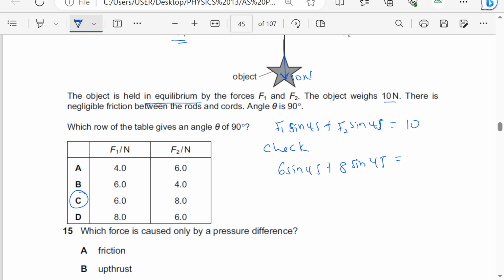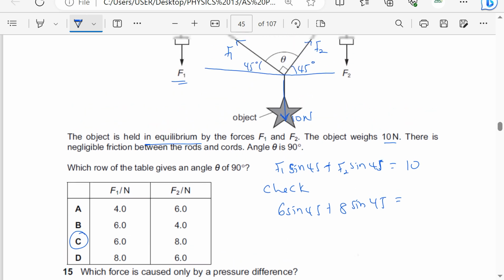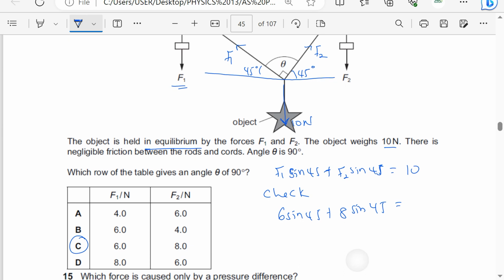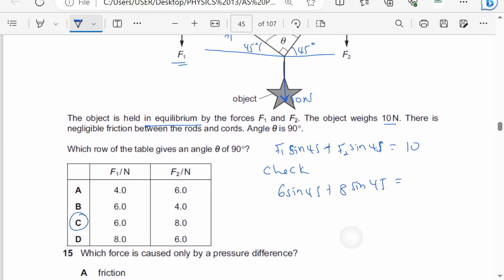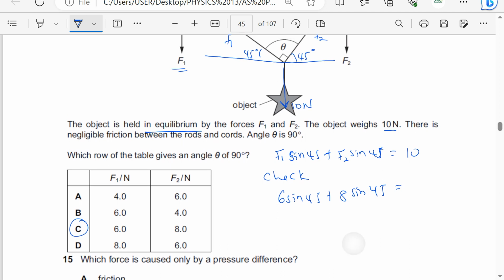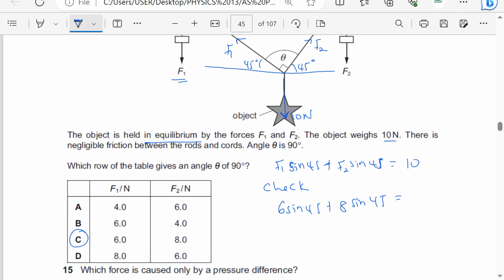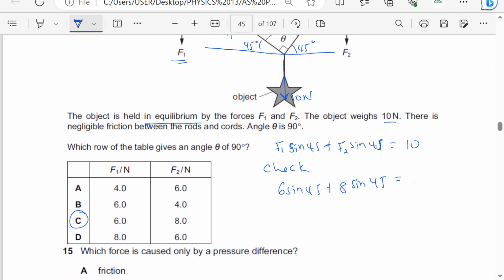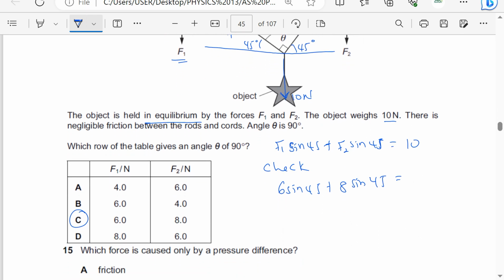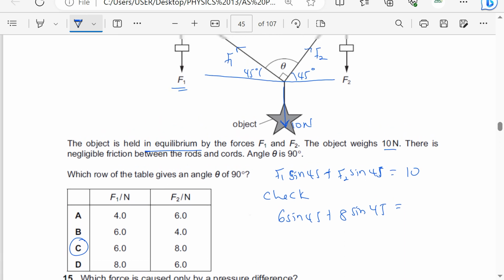So now here I see that there are two values. The object is held in equilibrium by the forces F1 and F2. The object weighs 10 newtons. There is negligible friction between the rods and the cords. Angle theta is 90 degrees. So angle theta is 90 degrees. Now, if we check this, let's check the horizontal.